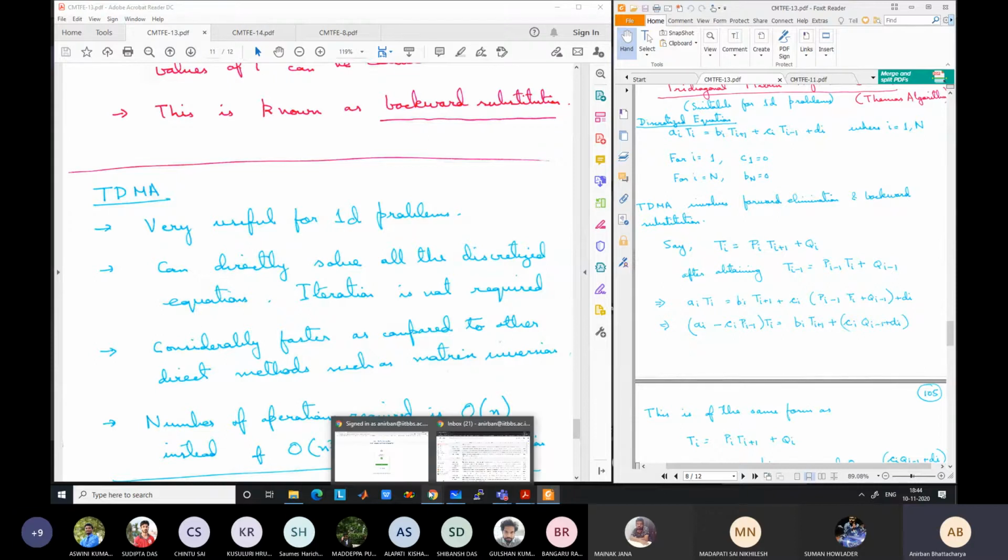You can read about Gaussian elimination anywhere, like Wikipedia. Any book also, it is standard and available. So this TDMA is very useful for 1D type of problem. Why can it not be used for 2D or 3D?